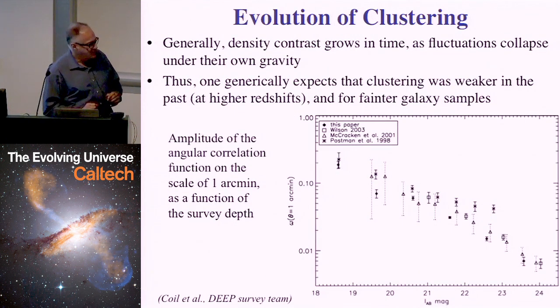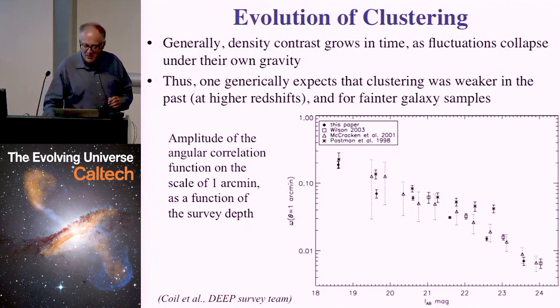This is a plot of the strength of the correlation function on the sky as a function of depth in the survey. And the deeper you go, the weaker it gets. This is what you naively expect. And this goes all the way out to about redshift of 1, when the universe was half its present size.